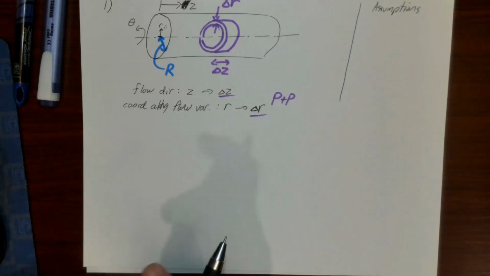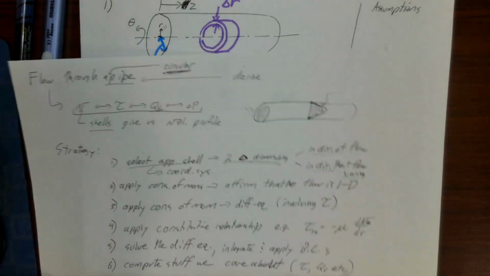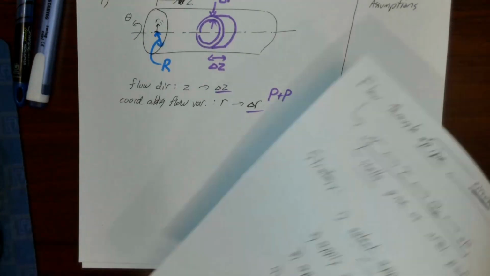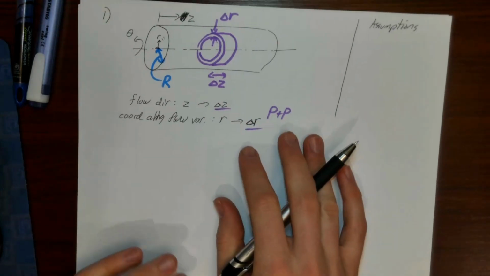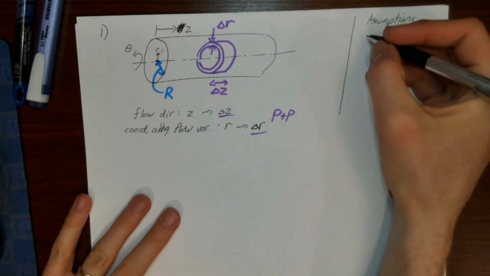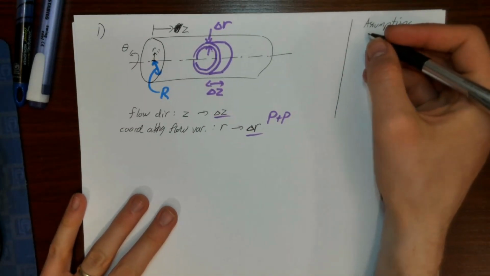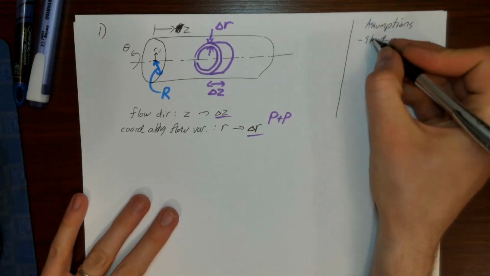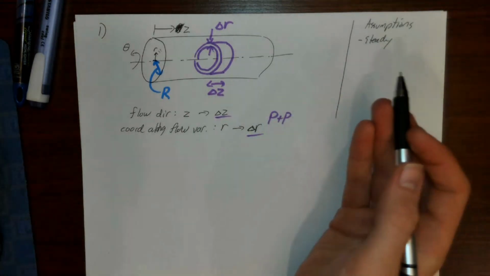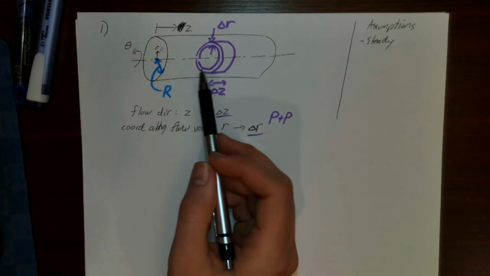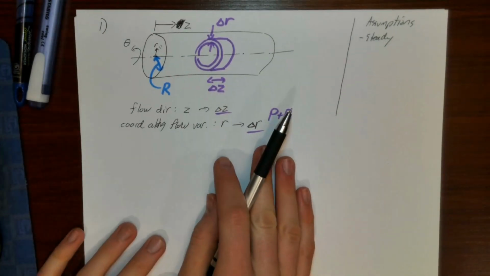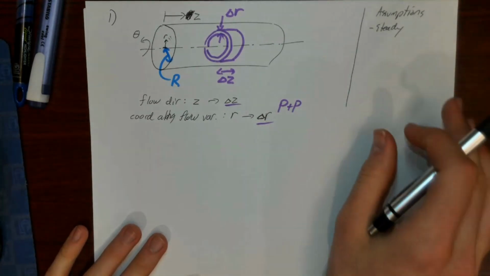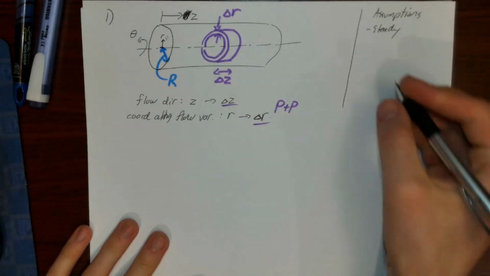It turns out that we only really get this so-called parabolic velocity profile that we're anticipating if we're dealing with steady flow. So we're going to assume the system is steady. Strictly speaking, it is possible to derive the velocity profile for unsteady flows, but that's a graduate level fluids class, so we're not going to do that today.